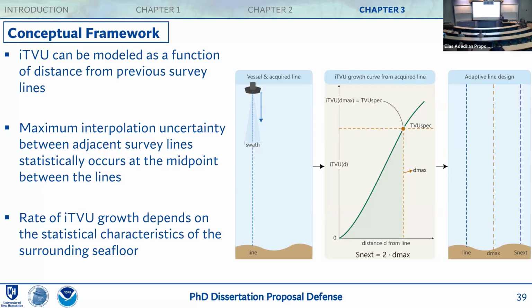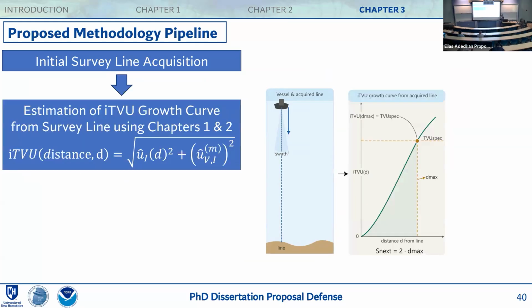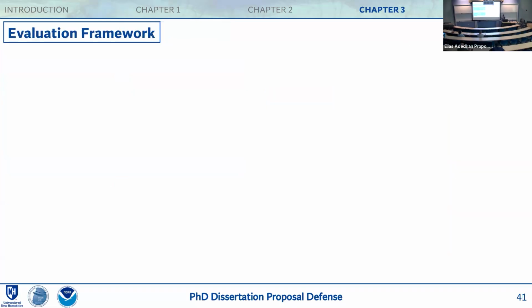Then the third idea is that the weight of the ITVU curve really depends on the statistical characteristics of the surrounding seafloor. So the way this is going to work is, we go out there in the field, we acquire the initial line, and from that initial line, we can estimate the ITVU growth curve. And from that ITVU growth curve, we can determine what the maximum line spacing should be for us to meet our spec. And we do that, we acquire the next line, and the process repeats.